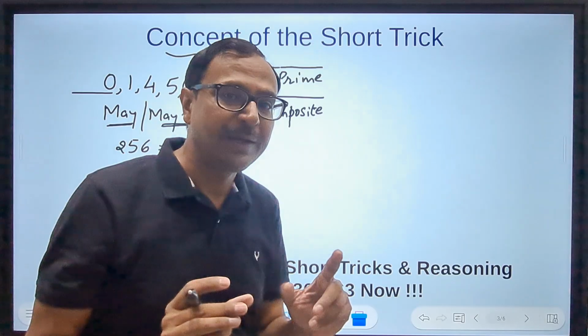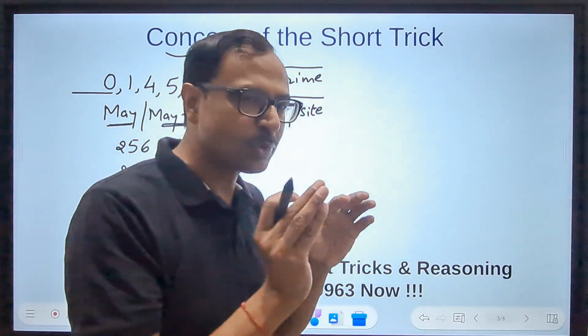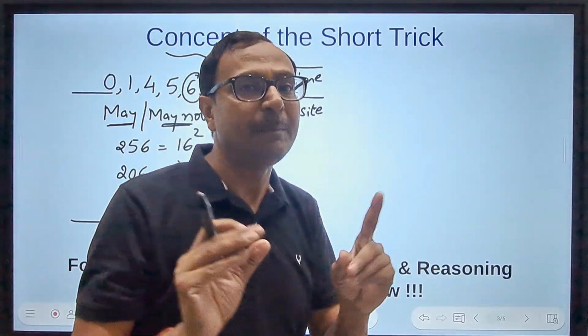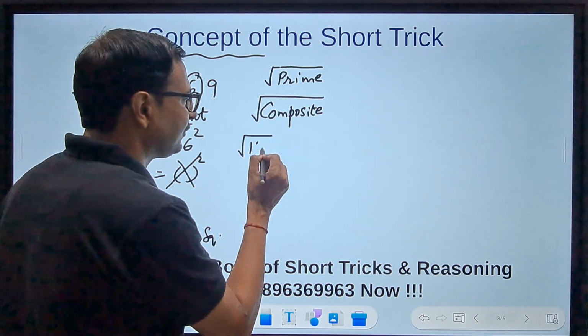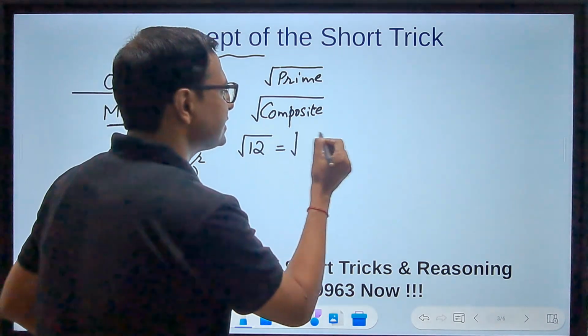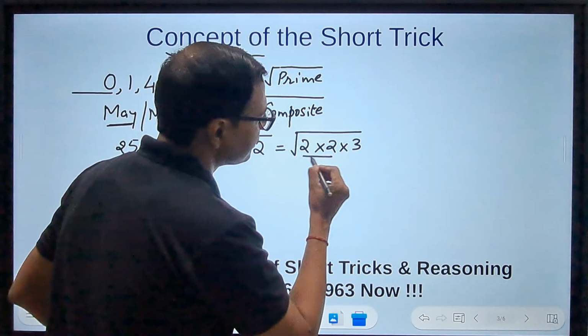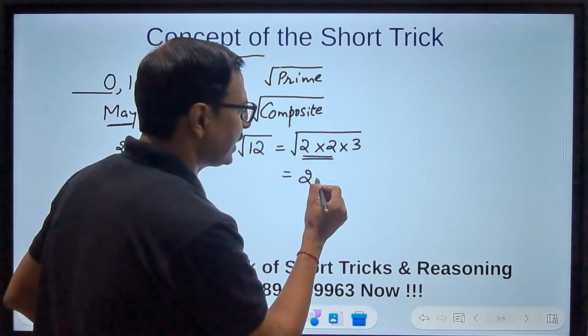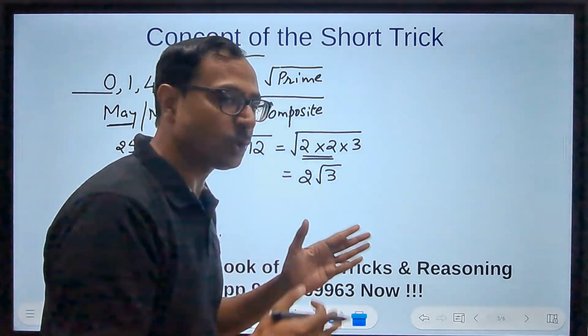We can actually perform one or two steps through which we can simplify it. May or may not again. See, suppose you have square root of 12. Now I can write 12 as 2 times 2 times 3. And since 2 forms a pair, it comes out of the square root and 3 remains inside. So square root of 12 is actually 2 root 3.